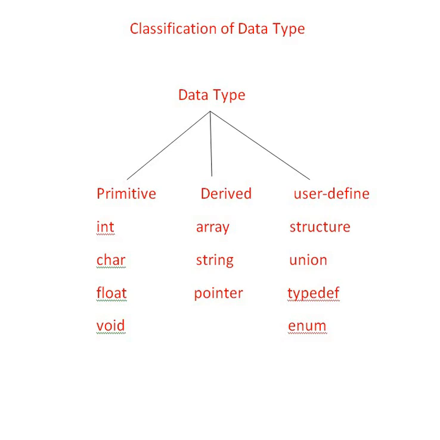So this is called classification, and they are either derived or user-defined. These data types we will discuss later, because array, string, pointer, structure, union, typedef, enum, all we will discuss as concepts in C language. So here data type means primitive data type. Primitive data types are again subdivided into integer, character, float, void. Now we discuss primitive data types.